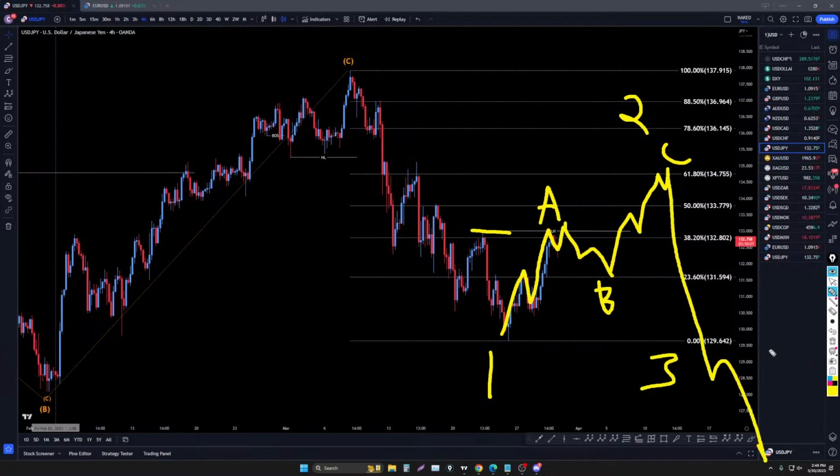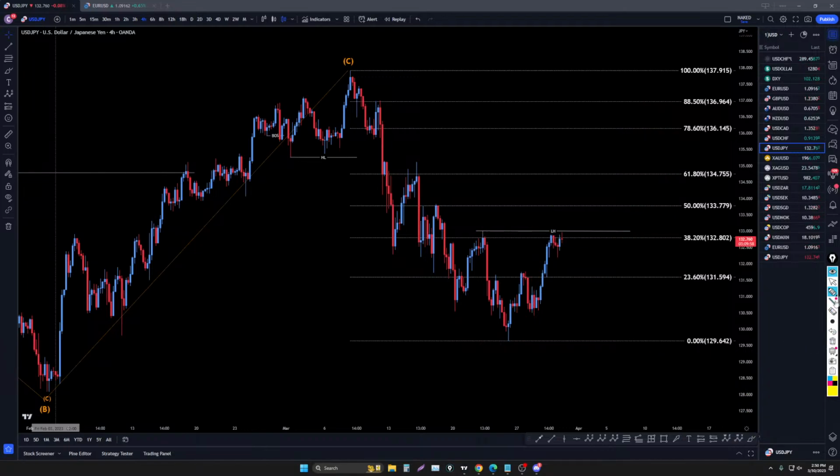So if you can get in at the end of this ABC correction, that's going to be a very, very profitable trade, especially if it really is a wave 3 of 3, which it definitely does look like it is.